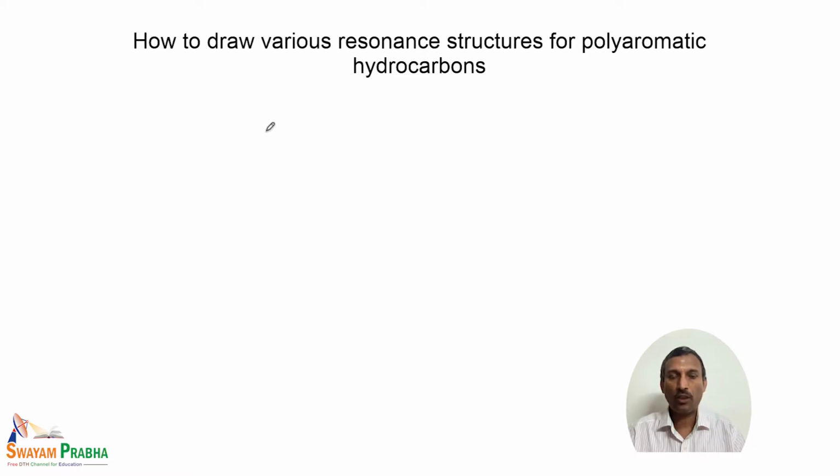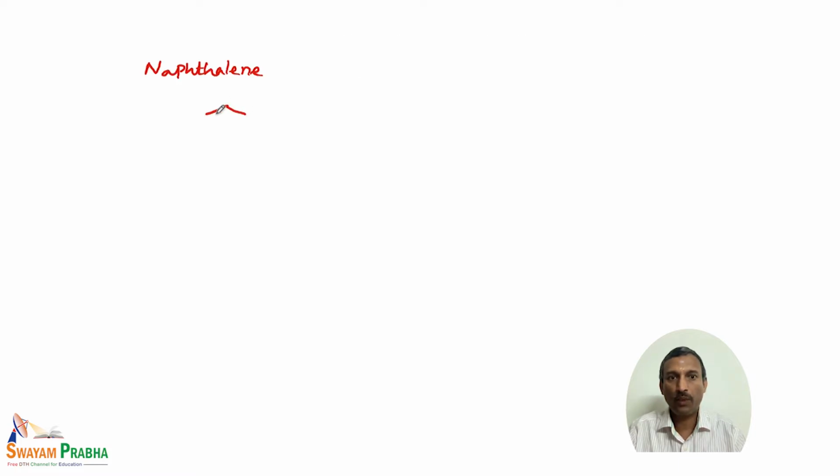Let us look at how to draw various resonance structures for naphthalene, phenanthrene and anthracene. We will start with naphthalene. Naphthalene has two benzene rings attached together. Without the double bonds, we will just draw the skeletal structure of naphthalene. Three resonance structures are possible. Let us draw the three skeletal structures without the double bonds, and then we will add the double bonds later on.